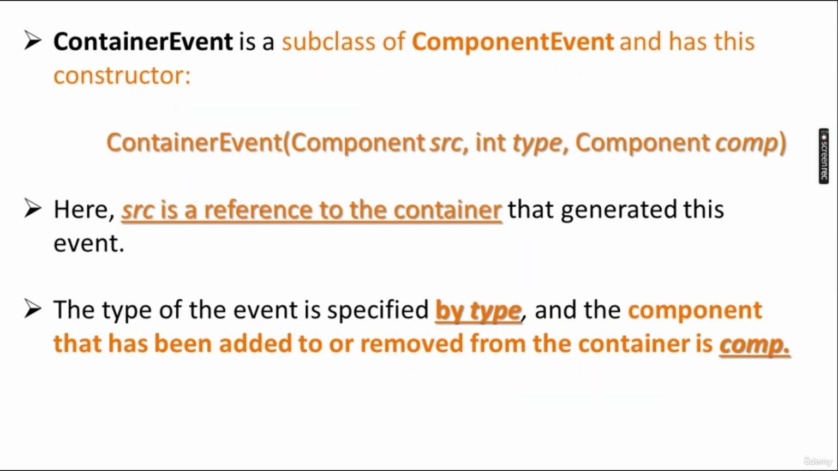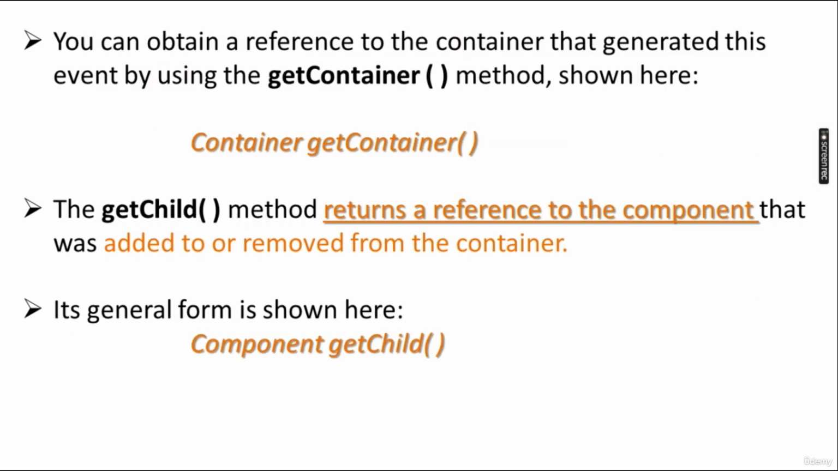Container event is a subclass of component event and has this constructor: source, type, and component. Source is a reference to the container that generated this event. The type of the event is specified by type, and the component that has been added to or removed from the container is component. You can obtain the reference to the container that generated this event using the get container method. So who generated this event is given by the get container method. The get child method returns a reference to the component that was added or removed from the container.